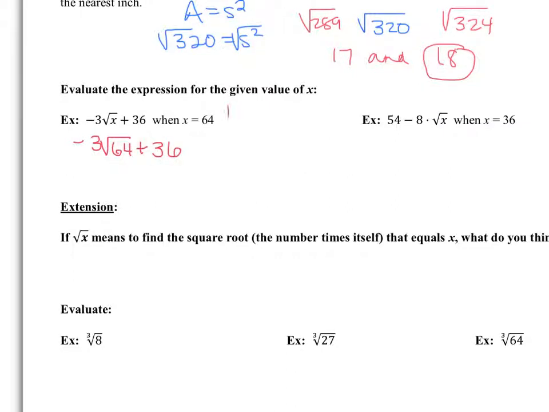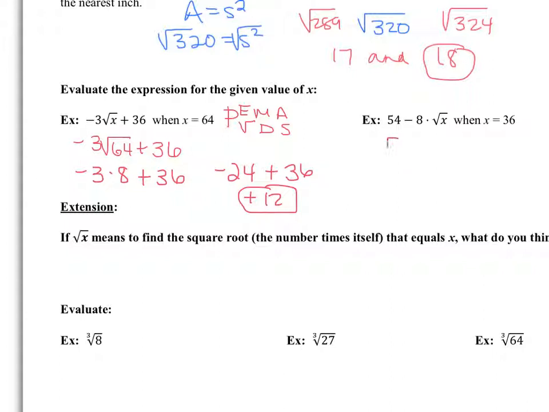In PEMDAS, remember multiplication and division go left to right. Addition and subtraction go left to right. That's because they're inverse operations. So are exponents and square roots. So square roots, if you have them, would fall in the same spot as exponents. So I don't have any parentheses. So now I'm looking for exponents or square roots, which I have the square root of 64, which is 8. So it says negative 3 times 8 plus 36, which would be negative 24 plus 36, which is positive 12.